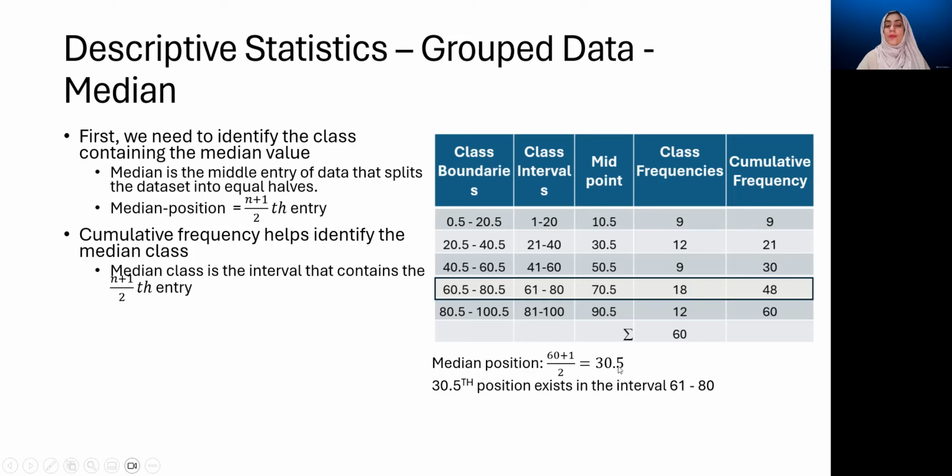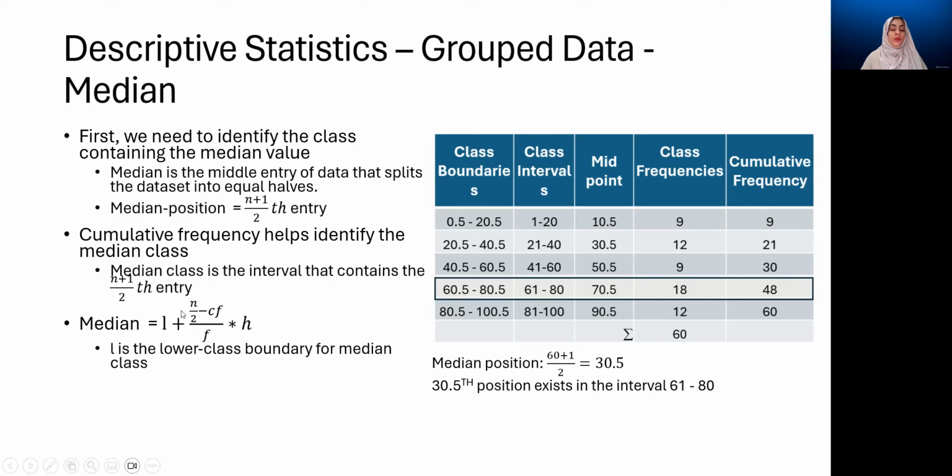So here 30.5, we get this class selected as the median class, because of course this median position cannot exist in the previous interval, because it contains only up till the first 30 values, and we need to find the value at this position which is above the 30th value. So we choose this class as the median class. And now we use this expression to compute the median for this grouped data.